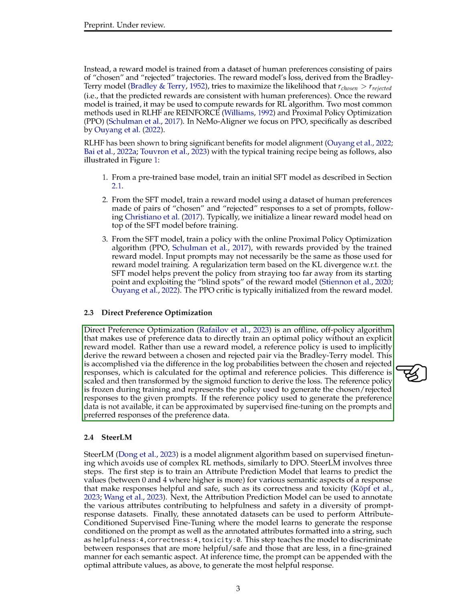The difference in log probabilities between the chosen and rejected responses is scaled, transformed by the sigmoid function, and used to derive the loss. The reference policy remains fixed during training and is the policy used to generate the chosen and rejected responses. If the reference policy is not available, it can be approximated by supervised fine-tuning on the prompts and preferred responses.